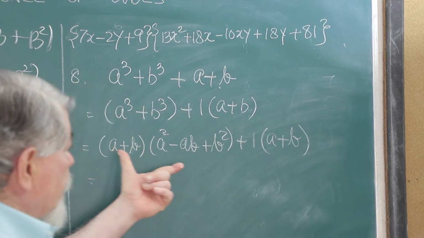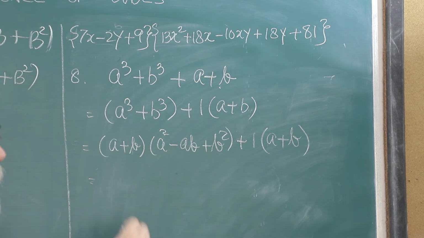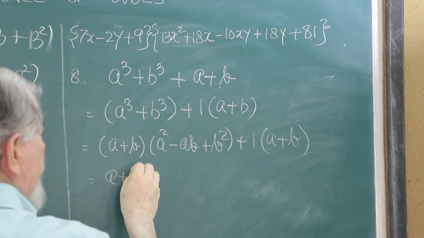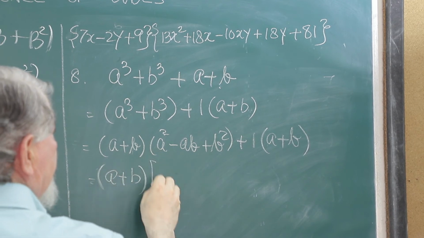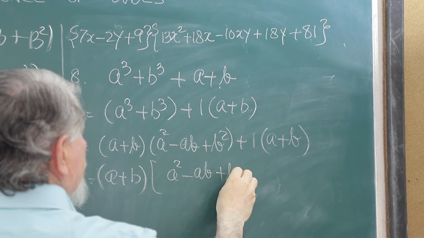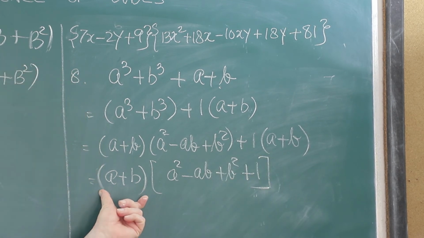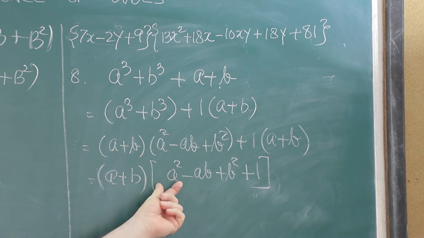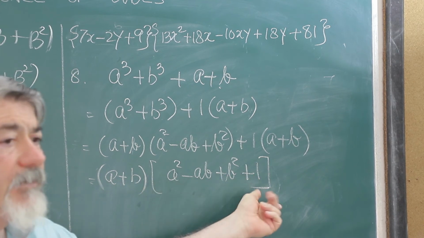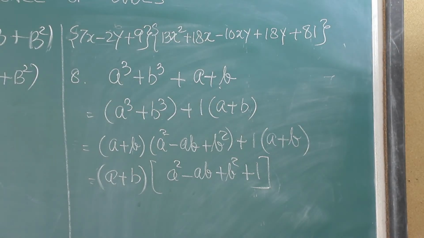Now out of these two terms, a plus b is common, so take out a plus b common, and what will be left inside? A square minus ab plus b square plus 1. So you have two factors, a plus b and a square minus ab plus b square plus 1. It is just the application of the formulas.